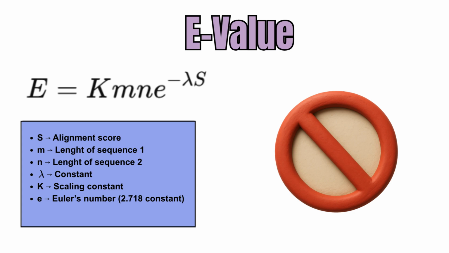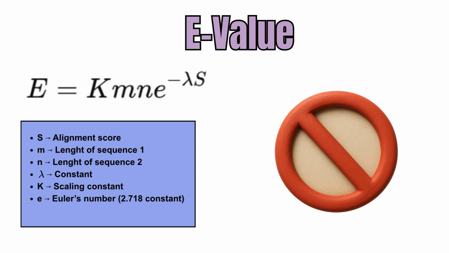Lambda, however, is a statistical parameter that depends on the scoring system used, such as the BLOSUM62, and the background probabilities of amino acids. It determines how quickly the probability decreases as the score increases. However, lambda is not directly provided and must be estimated through statistical modeling of many random sequence alignments. Therefore, we cannot determine its exact value in this context.